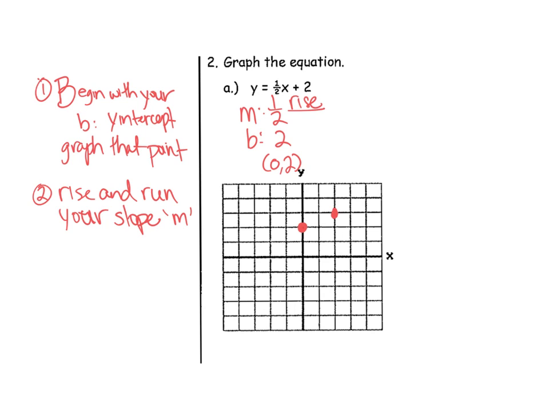I'm not going to make my dot until I'm done running. You do not make a dot when you rise. You only make the dot after you're done running. Go up 1 and over 2. So your dot, up 1 over 2. Okay? Let's do it again. Remember how I want 4 points? So from this red dot, rise 1, run 2 to the right, and make your dot. Now I'm going to run out of room. So I need to learn how to reverse my dots.